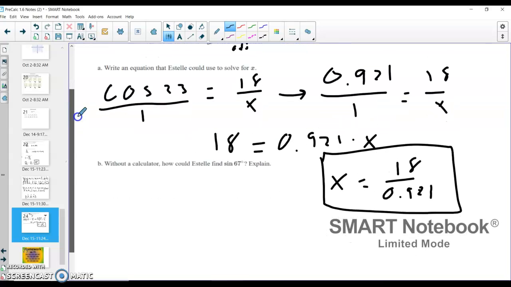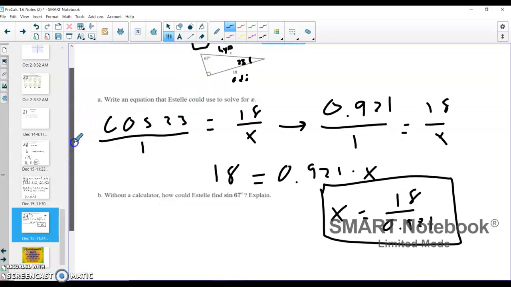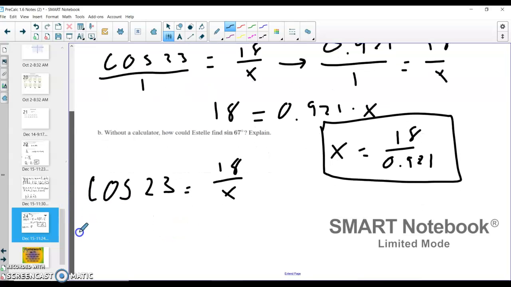Okay. Now we want to do part B, where we can find the sine of 67. Okay, and we can see we have a 67, and let's just set it up so we can see it like this. Okay, if I do the cosine of 23, which I just did, the cosine of 23 equals 18 divided by x. Okay, and so we know that the cosine of 23 is 0.921 equals 18 over x.